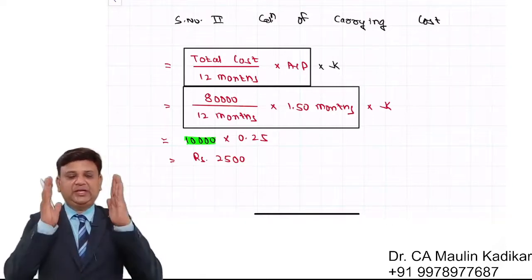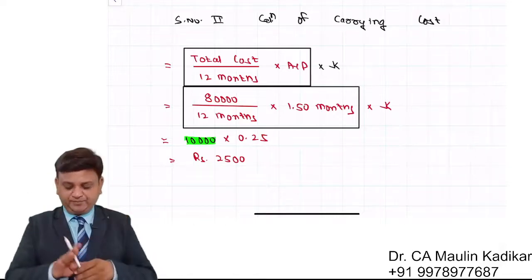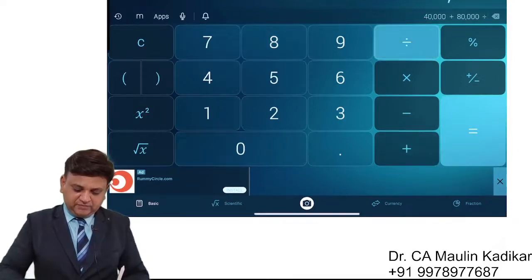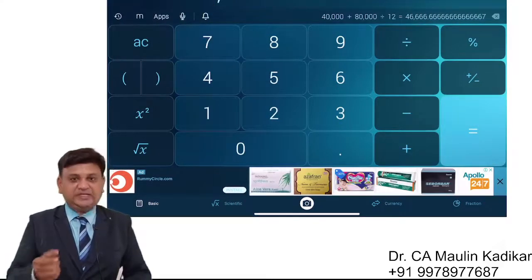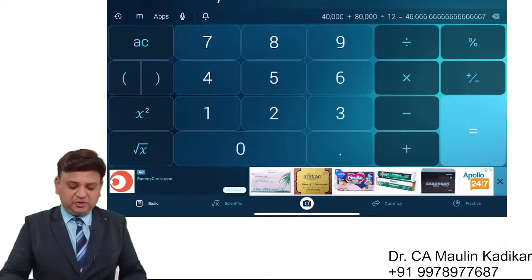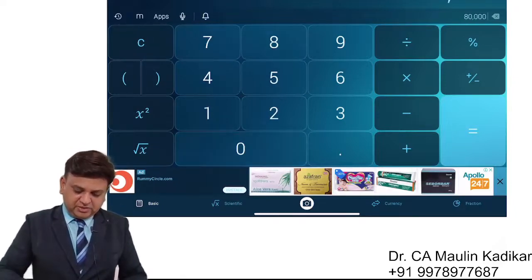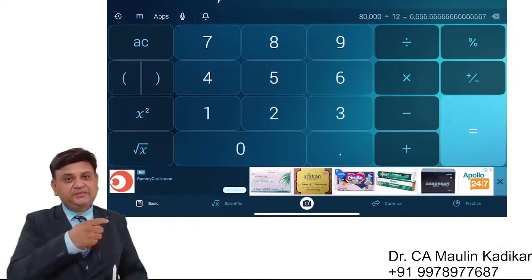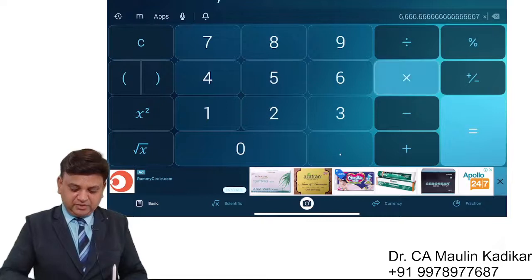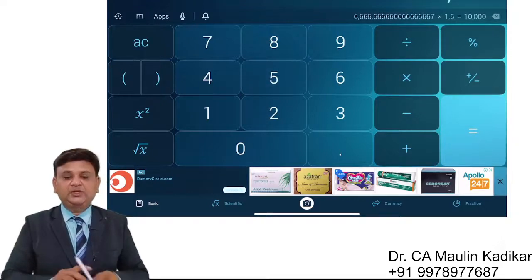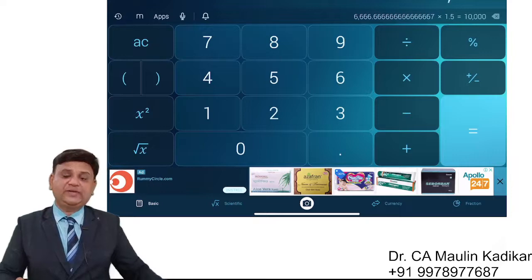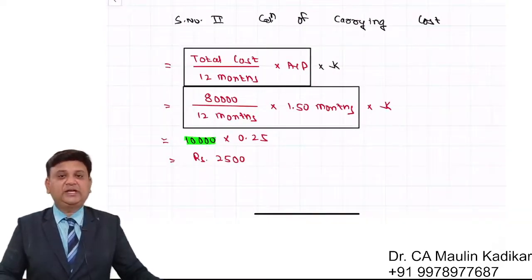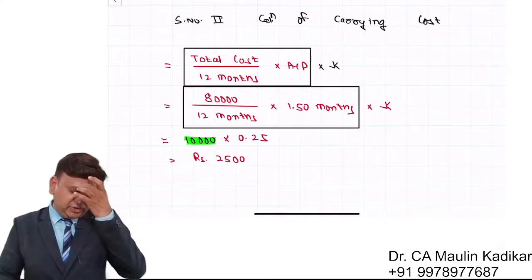Giving once again the explanation, 80,000 is the yearly cost. When we divide it by 12, we get the monthly cost, and we assume that the expenses are evenly spread throughout the year. So it is 80,000 divided by 12. This is 1 month cost. This customer requires a credit period of 1.5 months, so into 1.5. This is the amount that we are going to invest for that customer, which could have been invested somewhere else at 25%, and the opportunity cost is 2,500.